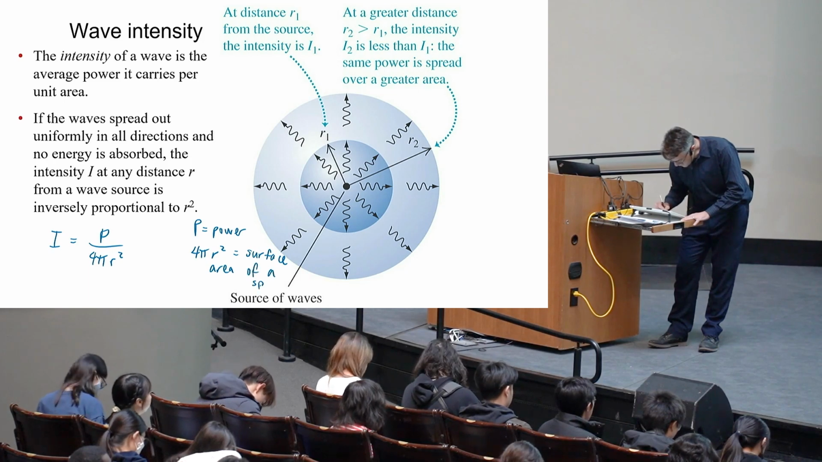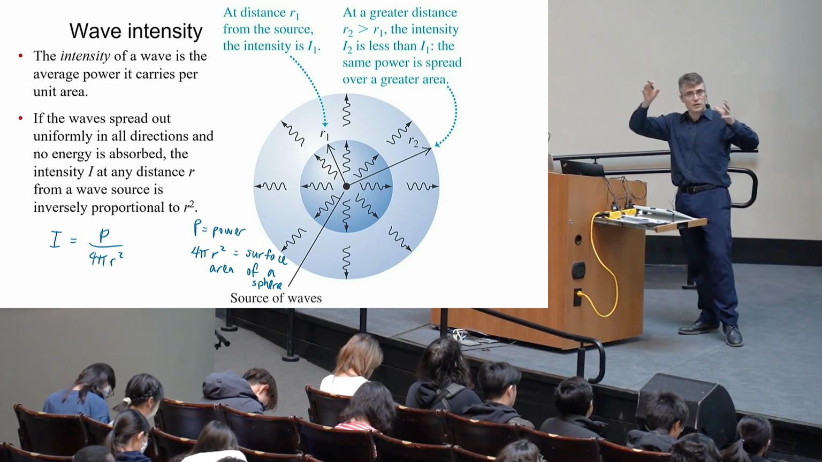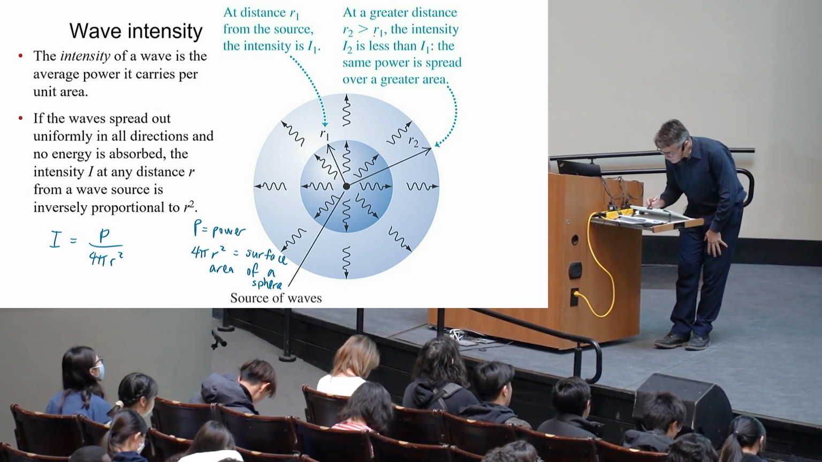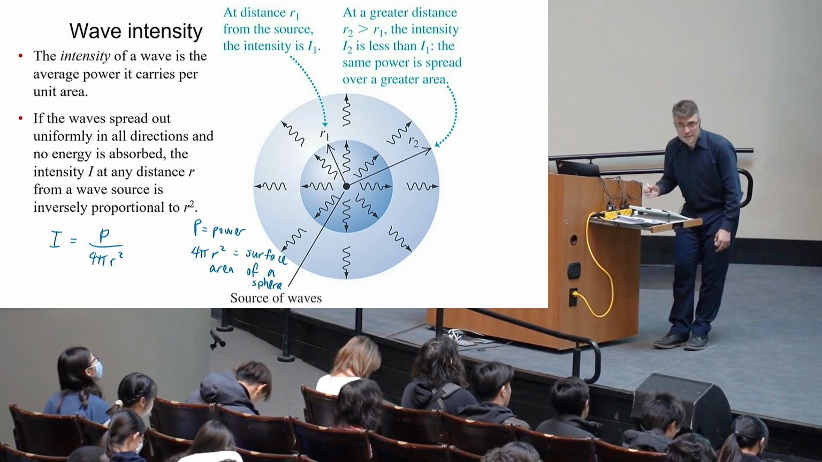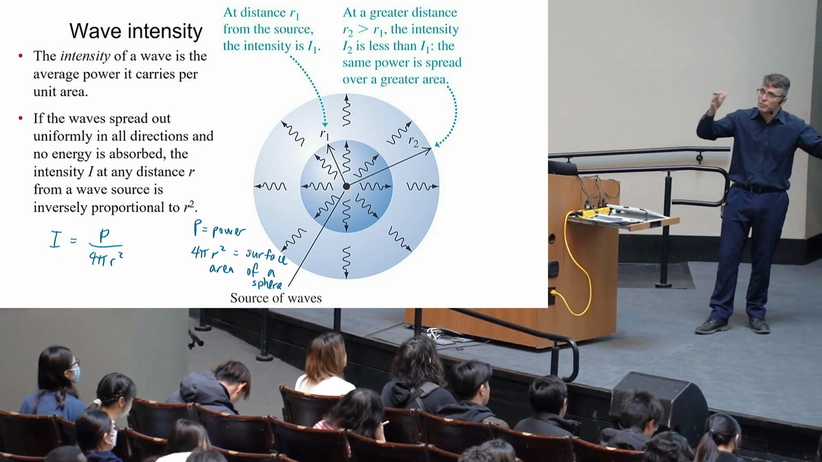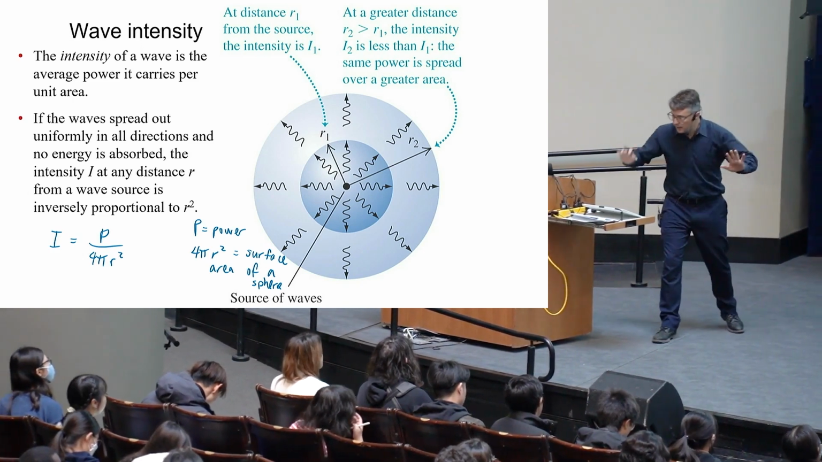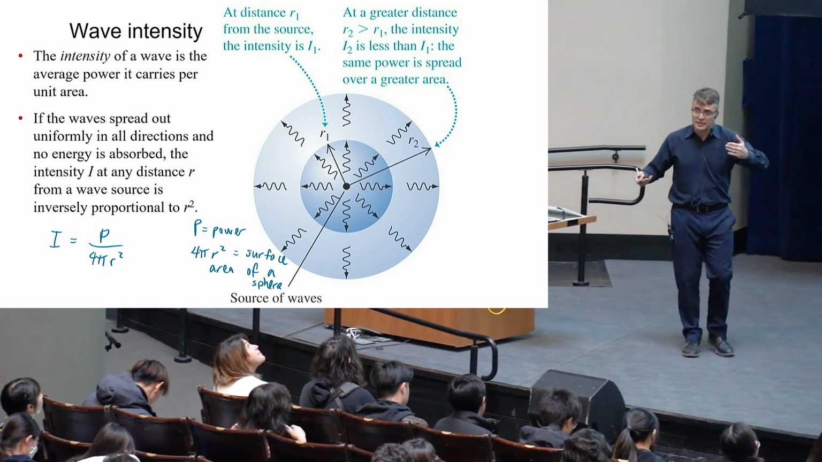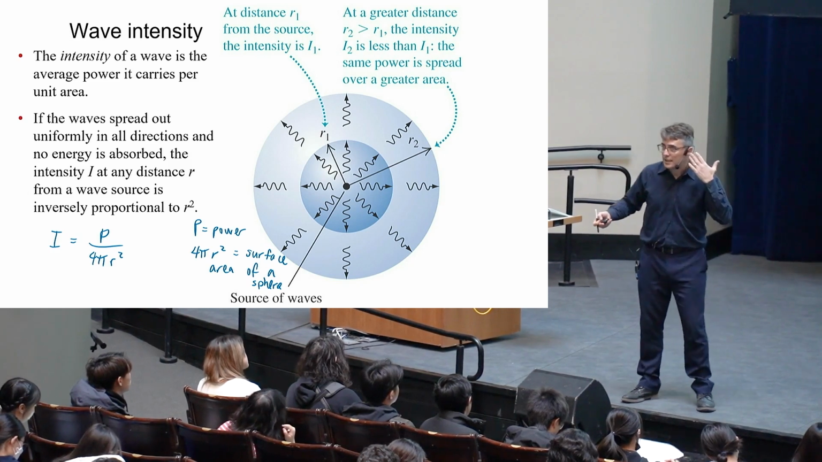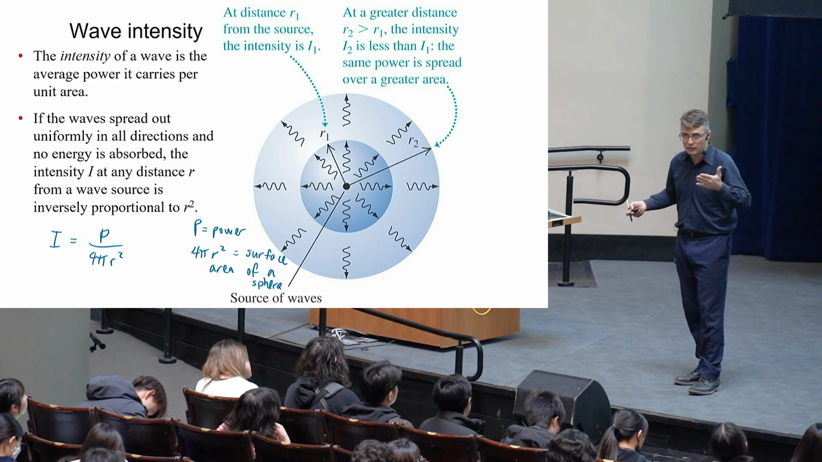A sphere. And what these are is concentric spherical wave fronts, all centered on the source of the sound. At a greater distance, R2 greater than R1, the intensity is less, not because the power has gone down, you haven't lost any energy, you're just spreading it out over more surface area. So keeping with this example of listening to sound, if you're farther away from a sound source, it sounds quieter.